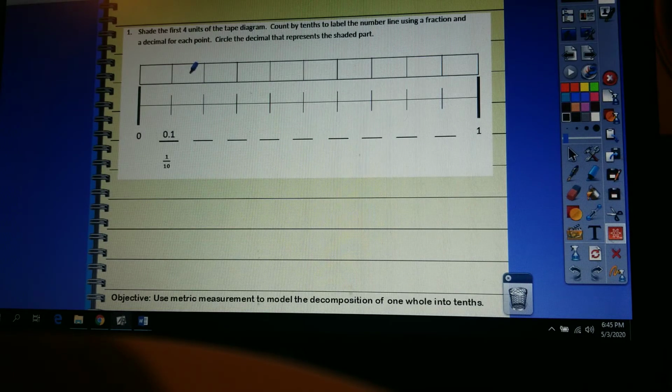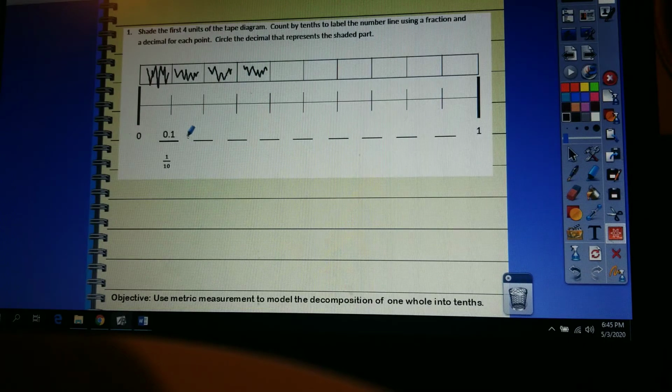Bear with me because when I try to write with this, it doesn't always look so beautiful, but we're going to try. Okay, it says shade the first 4 units of the tape diagram. So we're going to shade them. 1, 2, 3, and there's 4. Okay, so we have 1/10, 2/10, 3/10, 4/10, okay?